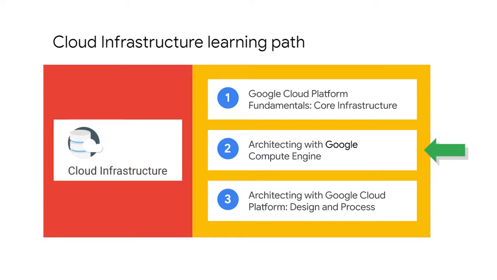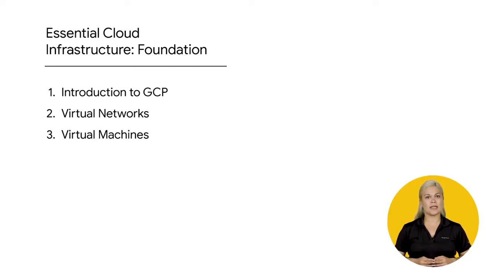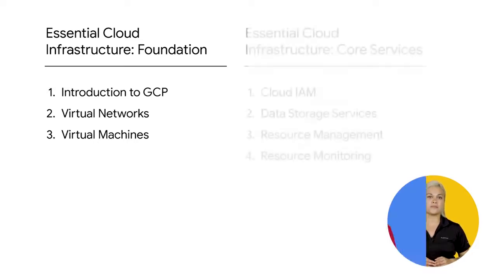The Architecting with Google Compute Engine series consists of 3 courses. Essential Cloud Infrastructure Foundation is the first course of the Architecting with Compute Engine series. In that course, we start by introducing you to GCP and how to interact with the GCP console and Cloud Shell. Next, we'll get into virtual networks, and you will create VPC networks and other networking objects. Then we'll take a deep dive into virtual machines, and you will create virtual machines using Compute Engine.